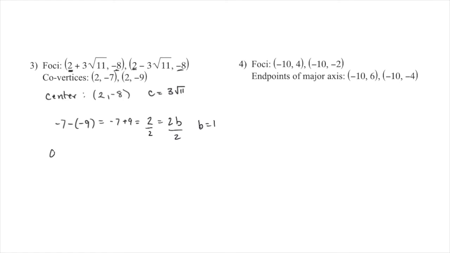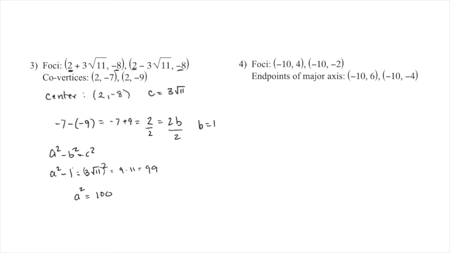Let's find a. So a squared minus b squared equals c squared. Remember, this is not the Pythagorean theorem. So let's plug it in. A squared minus b squared, which is just 1, equals c squared, which is going to be 3 square roots of 11. And so we'll square that whole thing. That's going to be 9 times 11, or 99. Which means I'm going to get a squared is equal to 100.